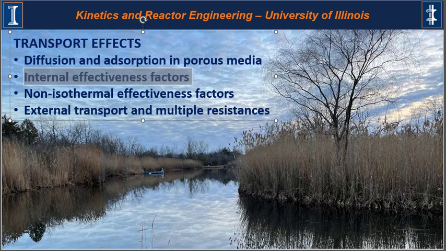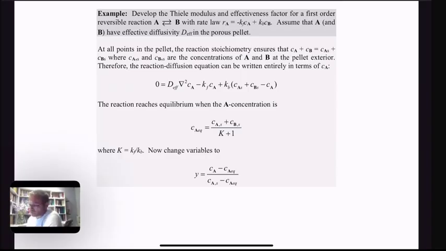In this video, we're going to do two more examples just to illustrate some of the things that you can do with internal effectiveness factors. In our first example, we're going to develop the Thiele modulus and effectiveness factor for a first-order reversible reaction. Now, A can go to B, but B can also back react. The rate law for that is going to be the one shown here.